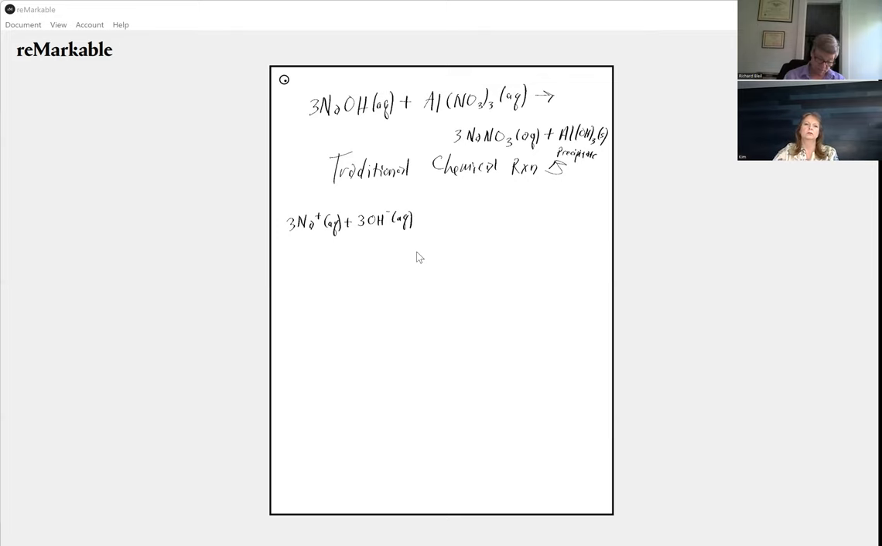Similarly, aluminium nitrate. Here's the hint, the big hint, by the way: aqueous. If it's aqueous, it dissociates. So aluminium nitrate dissociates into aluminium, which, as you recall, is a plus 3 charge. This 3 outside the parentheses only applies to the nitrate. So we only have one aluminium, but three nitrates.